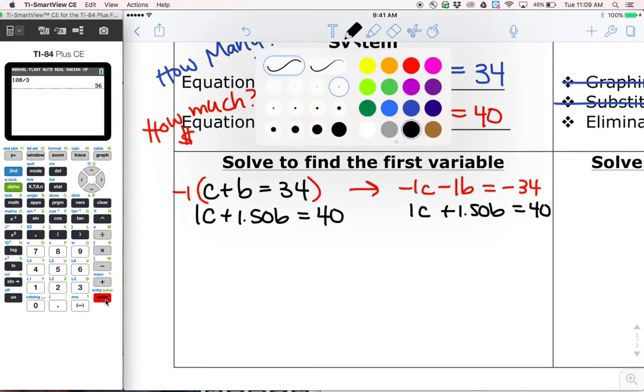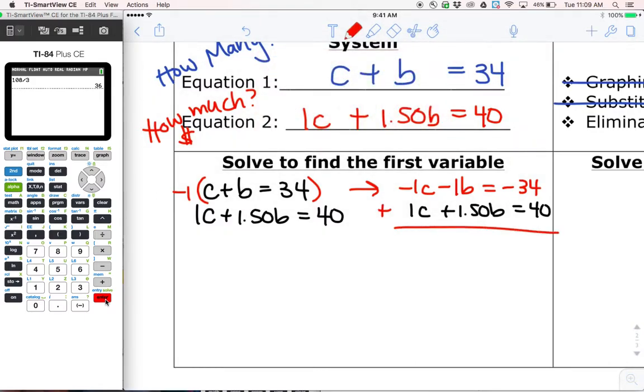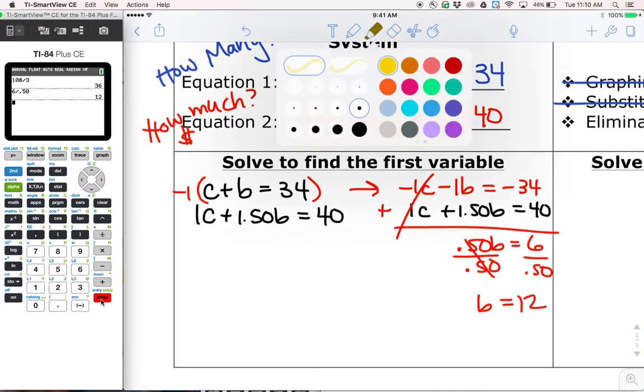But now, when I add them up, the magic happens, right? Negative 1 plus 1 is 0. Perfect. Something eliminated. Now the next part, negative 1 plus 1.50 is going to be 0.50B equals negative 34 plus 40, which is 6. So to solve, all we got to do now is divide by 0.50, and we get B equals 12. Let's just double check. 6 divided by 0.50 or 0.5, and we get 12. So I've got 12 beef tacos.